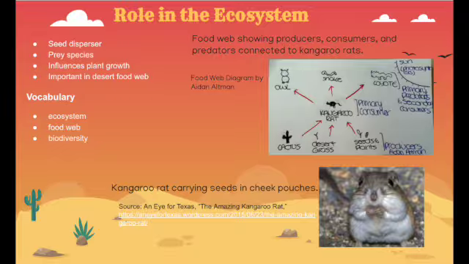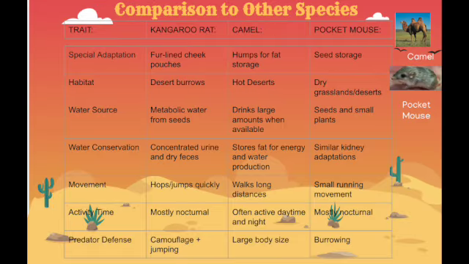The second image shows a kangaroo rat carrying seeds. This demonstrates seed dispersal, which affects plant growth and helps maintain ecosystem stability. Even though these organisms are different species, they all show desert survival adaptations.